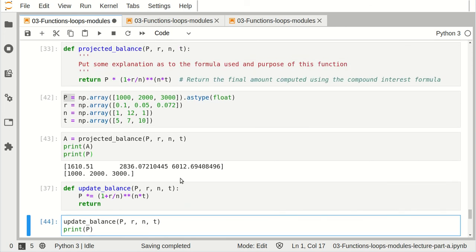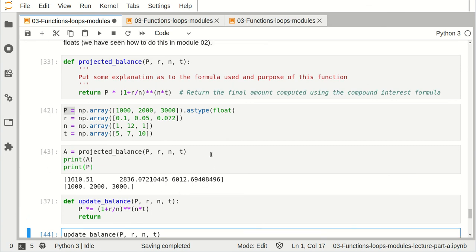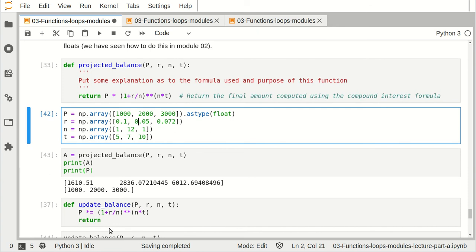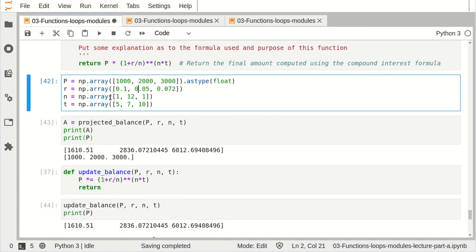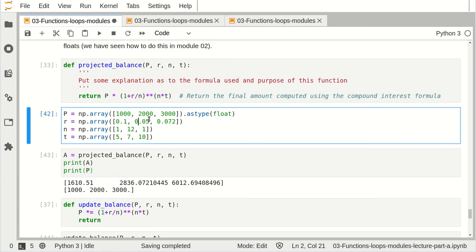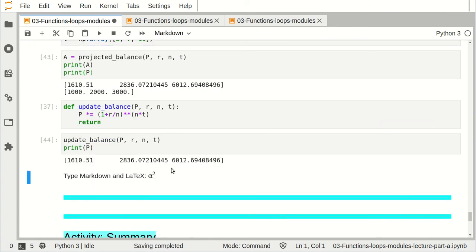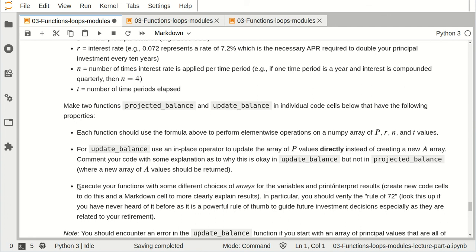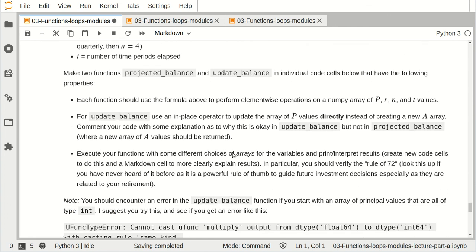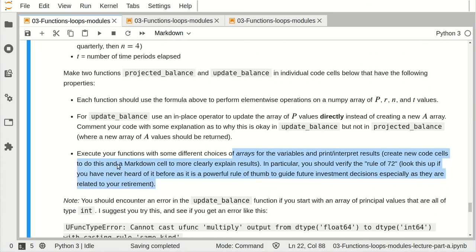So this is probably a part of the video that you might have to rewatch a couple times and play with. But then in the end, you should make sure you have some cleaned up code here and that it runs and at least has something like what's showing here, and also has some doc strings, code comments, and then some explanation in the markdown cell to talk about what's going on here. So you need to create new cells and a markdown cell to more clearly explain results and talk about the rule of 72 and everything.